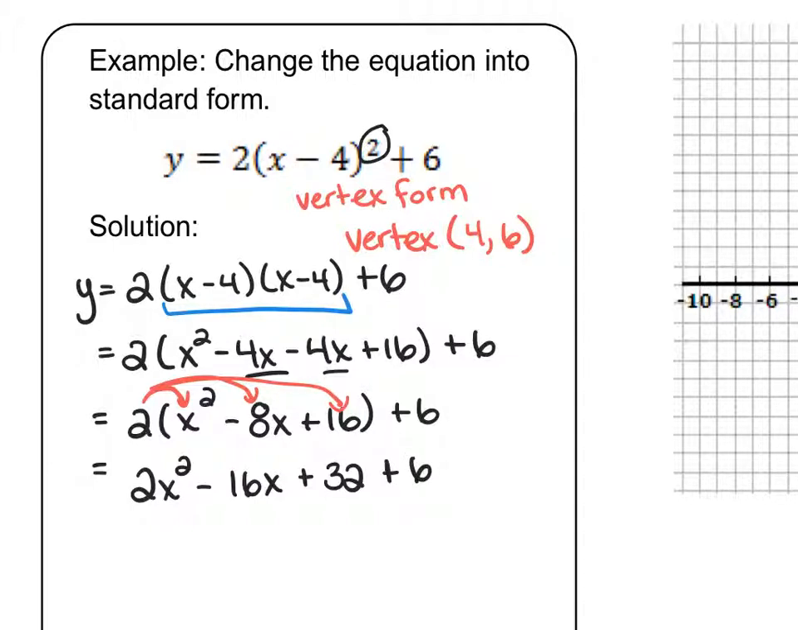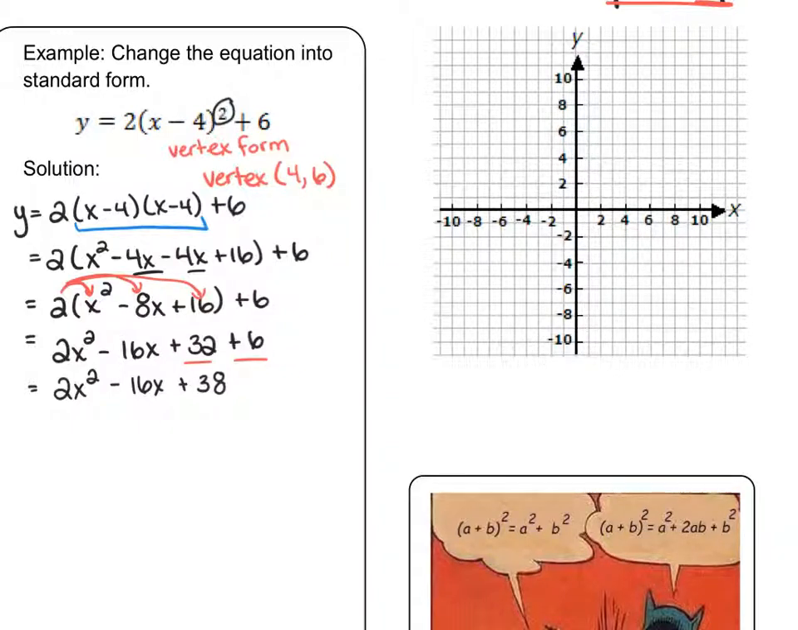Now that we've gotten rid of the brackets, we can combine those like terms. 2x squared minus 16x, and then 32 plus 6 gives us 38. So if we needed to graph this, right away we now have 2 points because this says our y-intercept is at (0, 38). So we have our vertex (4, 6) and our y-intercept (0, 38).